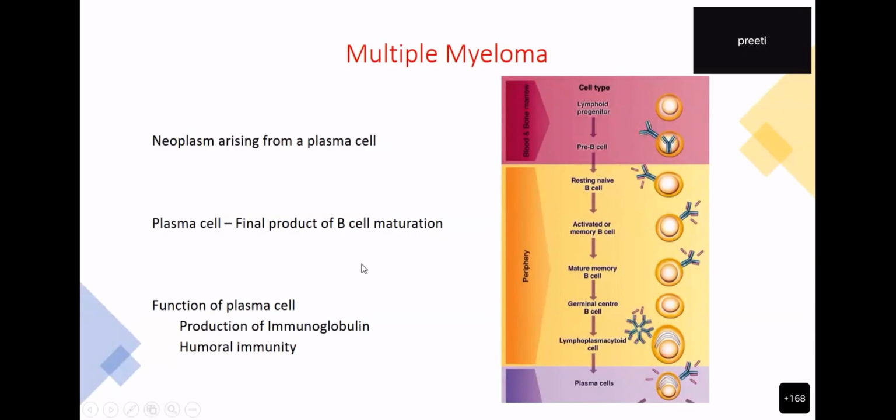Pamela madam has already covered the initial pathophysiology in myeloma, so it makes my job simpler. As you already know, multiple myeloma is a neoplasm arising from a plasma cell, and the plasma cell is the final product of B cell maturation. The function of normal plasma cells is production of immunoglobulins, which contributes to humoral immunity.